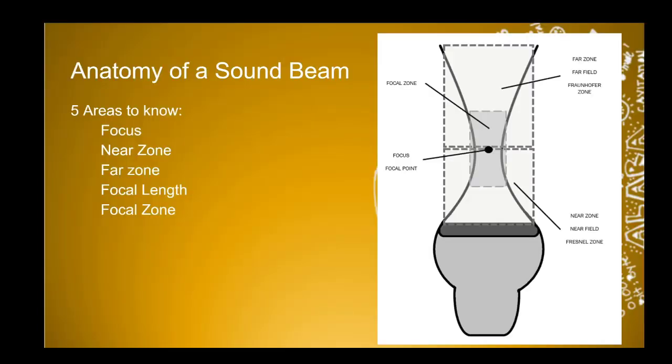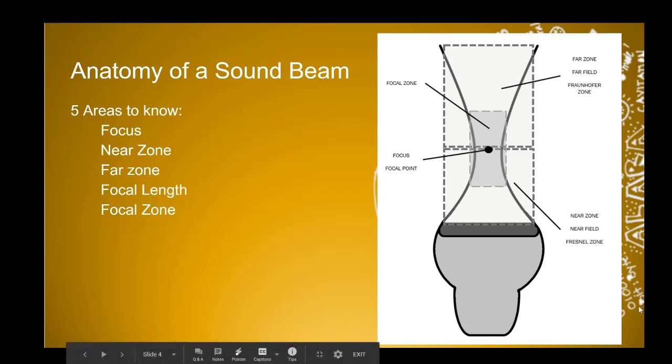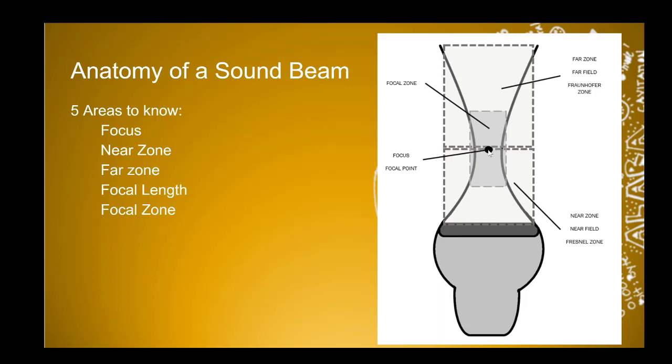So we need to know what these areas of the sound beam are called. Again, the anatomy of the sound beam. So there's 5 areas that we need to know. The first is the focus, which is right at the very center, the very thinnest part of our beam. We also need to know the near zone, which is the area near the transducer. The far zone, which I'm sure you can guess is the area far from the transducer. We have the focal length then, which is the distance from the transducer face to the focus. And then we have the focal zone, which is kind of an even area into the far and near zone, sitting either side of the focal point.